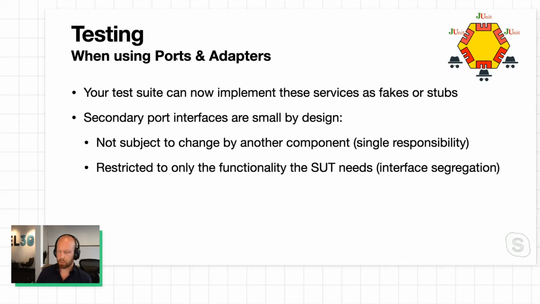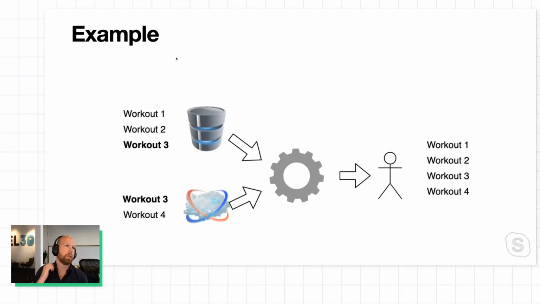So let's look into an example. This is something I actually ran into a couple of weeks ago. It's not a complex example, but it's a perfect example of how ports and adapters can work with this. So say we have some fitness application and the user has done some workouts. They're stored in a local database. Some are uploaded to the server, and now I want to display them in a nice list.